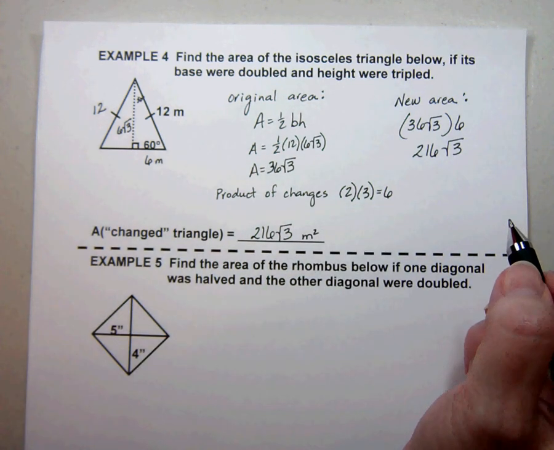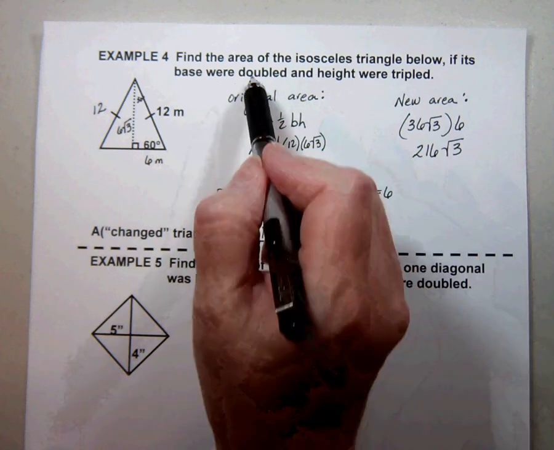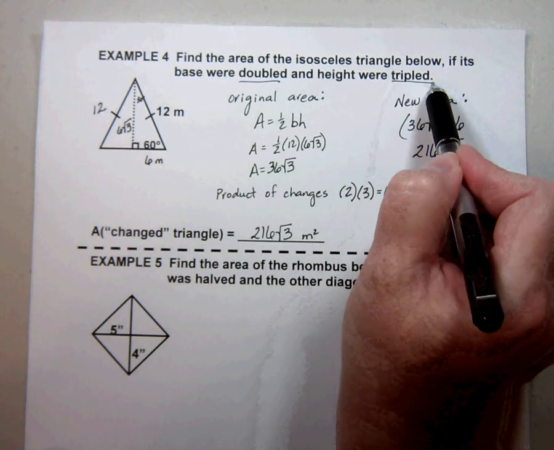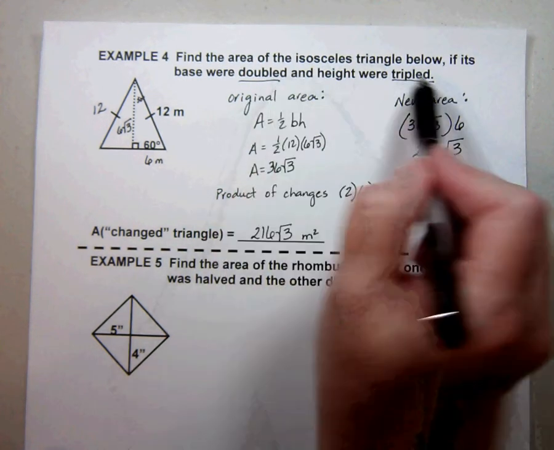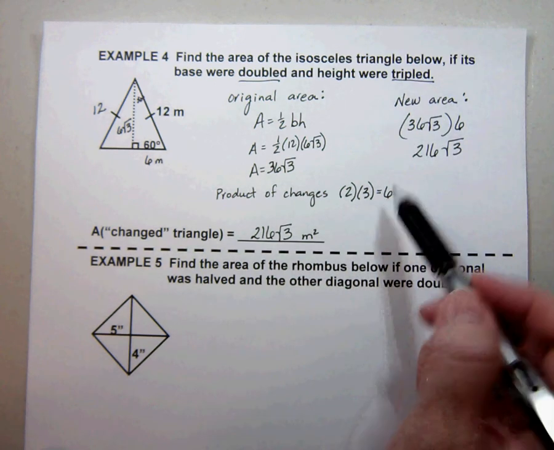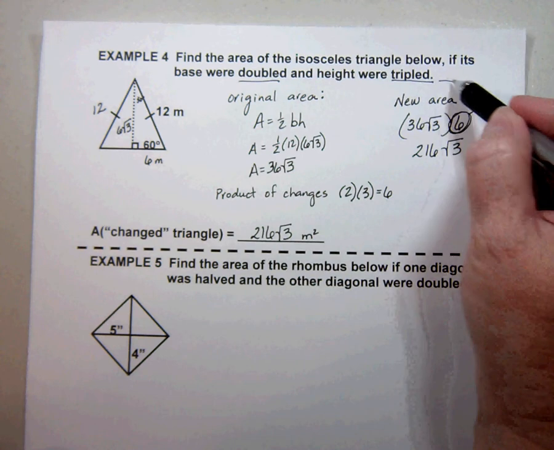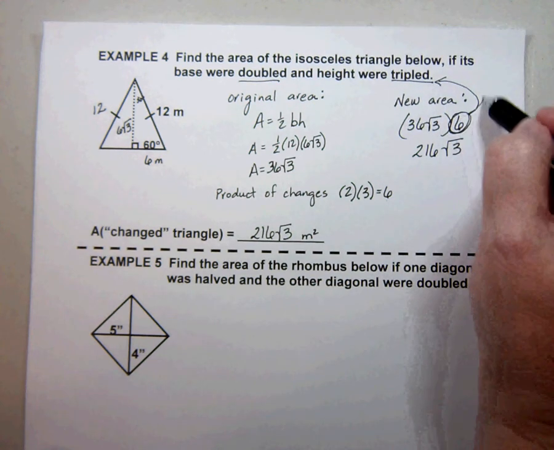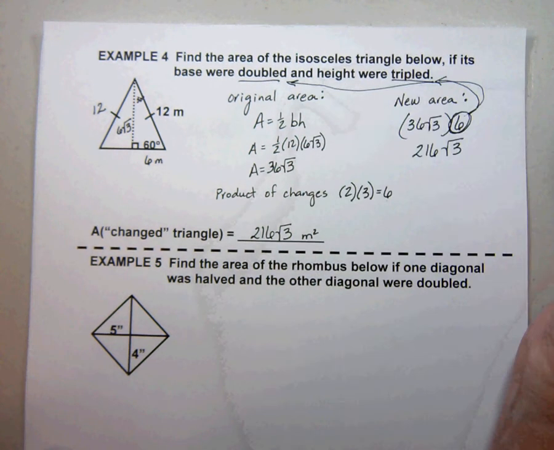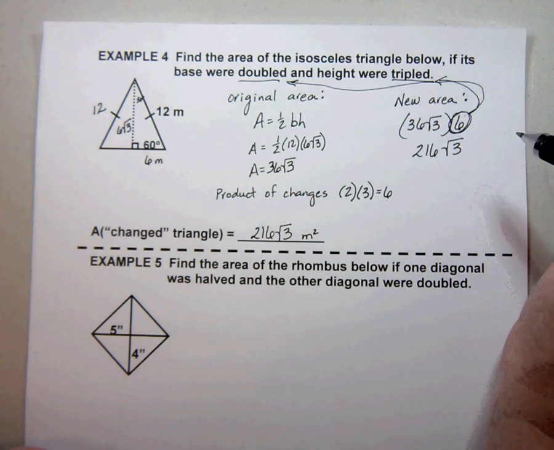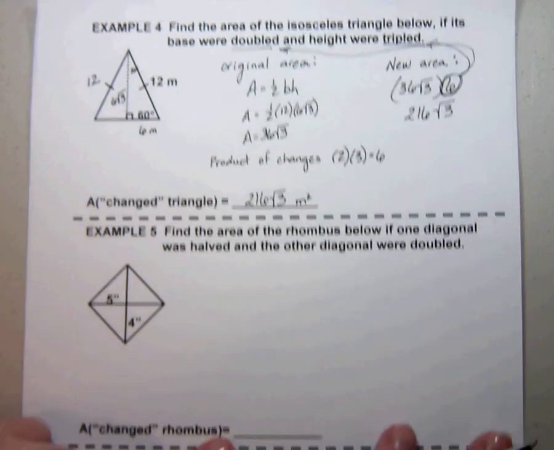So basically what you're doing is you're taking these words, the words doubled and the words tripled, and multiplying them. So you'll know what you're multiplying. See, this right here came from those two words, that word triple and this word double. That's where the 6 came from. So that's how you figure out what you're going to multiply your original area. Let's try the rhombus, number 5.